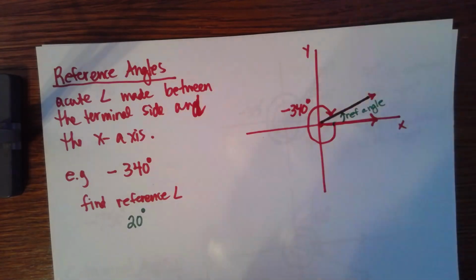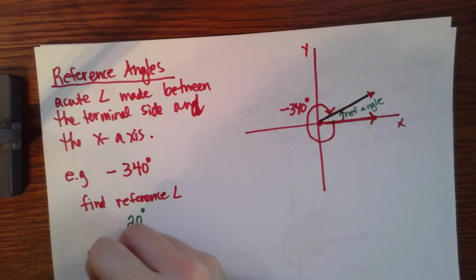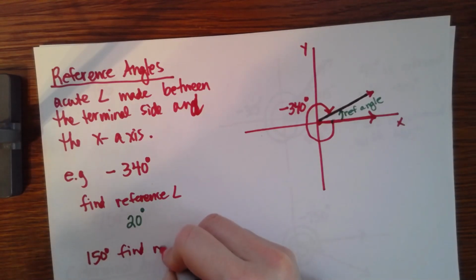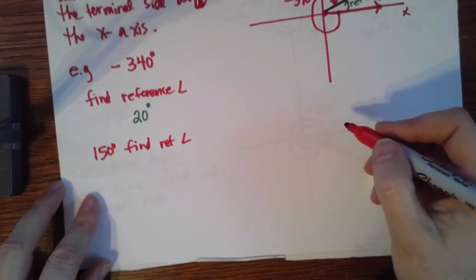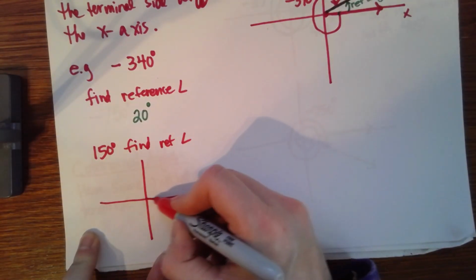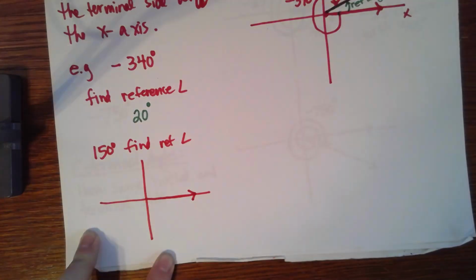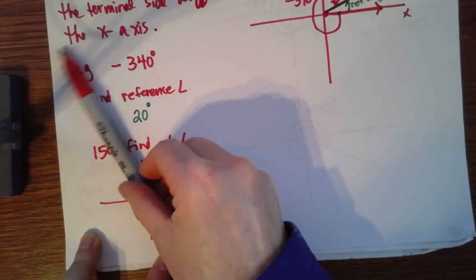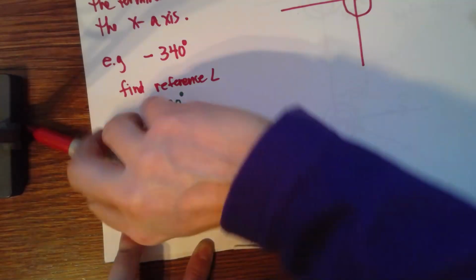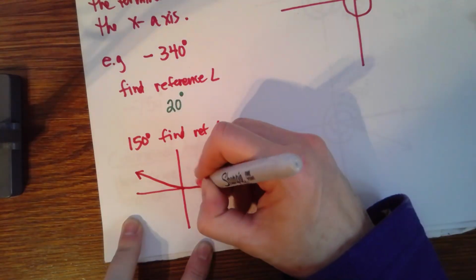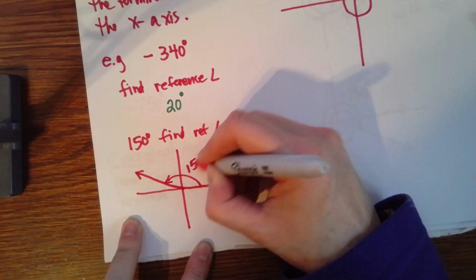Let's try a few more of those. So let's say we had 150 degrees. Let's find the reference angle. Okay, so if we put that in standard position, here's our initial side, and then when we turn, we'll go 90, and we've got to stop before we get to 180. All right, so we're going to stop. Our terminal side will be right here. Okay, so there's our 150 degrees.